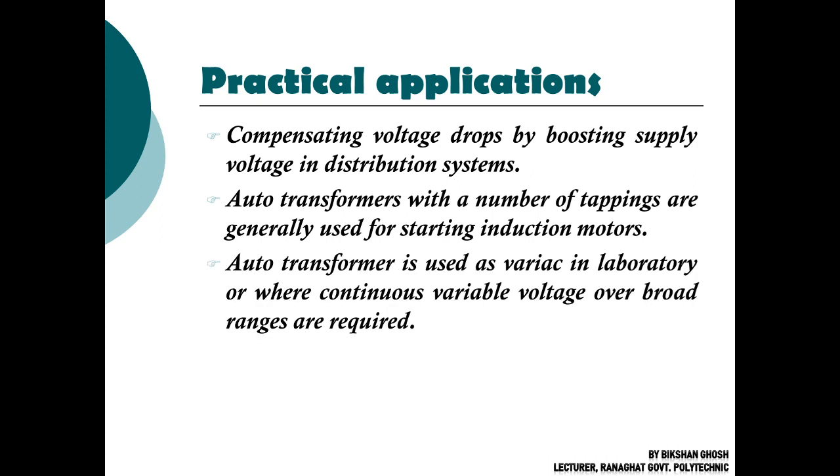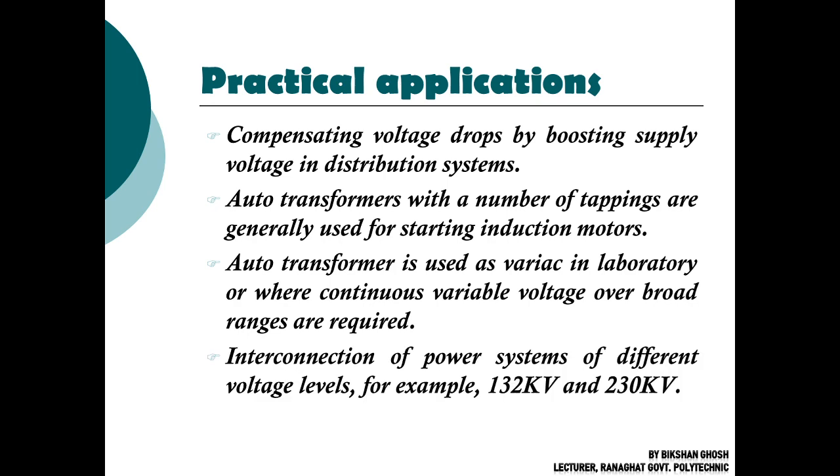Next, autotransformer is used as variac in laboratory or where continuous variable voltage over broad ranges is required. As you can see in physics lab, in circuit theory lab, in electrical machines lab, different electrical labs and electronics labs, and in several other labs where variable voltage is required from a fixed AC supply, we basically use variac, which is nothing but a single phase autotransformer which receives a constant AC voltage, and with the help of which we can convert the constant AC voltage to a variable AC voltage as per our requirement within a wide range.